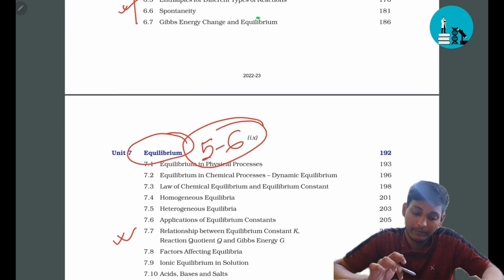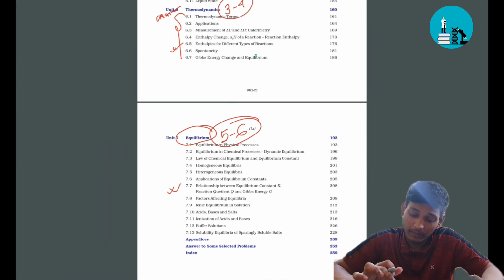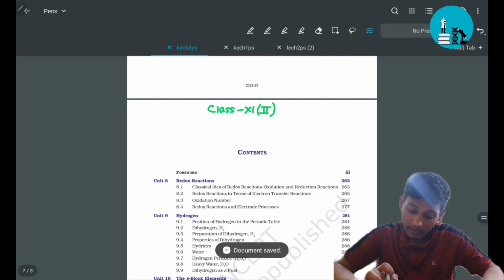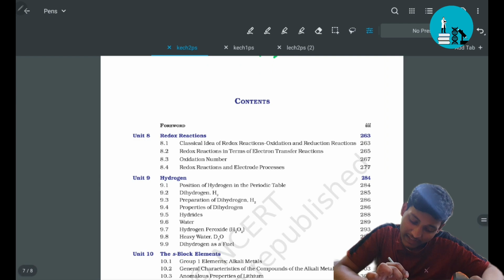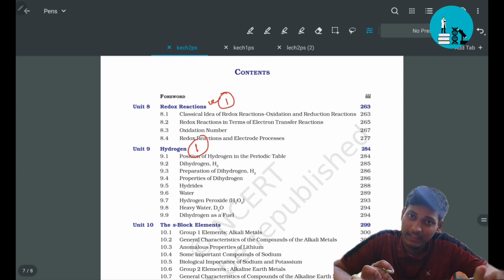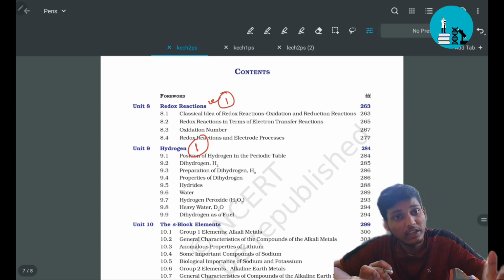And then the later chapters of class 11 include redox reactions. It is not important, but 1 question comes every year. Then hydrogen also gives 1 question. This is a chapter you should read in the later part.